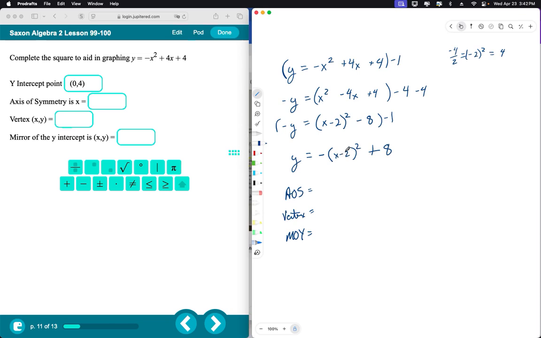All right, the opposite of this number is a positive 2. The vertex is 2, 8, and the MOY is 4, negative 1. No, negative 4. Because I looked at that instead of this right here. Hang on. No, that's not right. Sorry. It's this doubled and then the original number, which is a positive 4. So that should be the right answer.